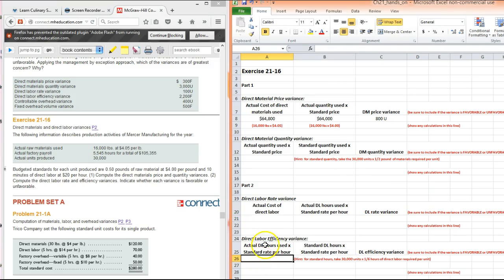I'm going to do the direct labor efficiency variance for you so you can see how that works with direct labor. For direct labor, that means our factory payroll. So we're going to come here to our actual factory payroll, and it says 5,545 hours. That would be my actual direct labor hours, 5,545 hours. But it says it wants it times the standard rate. And the standard rate, it says down here at $20 per hour.